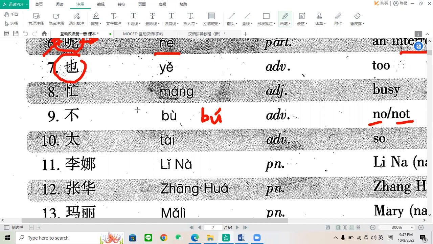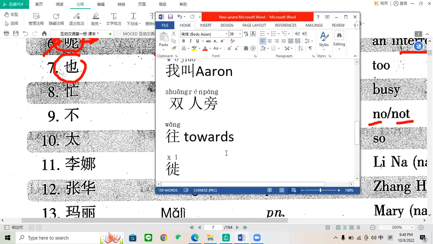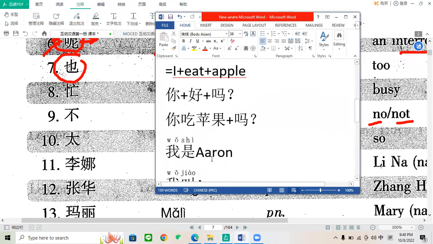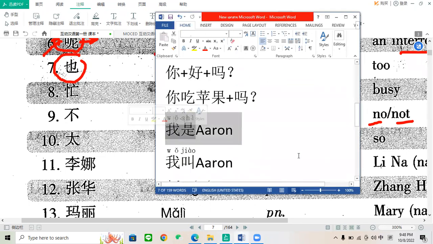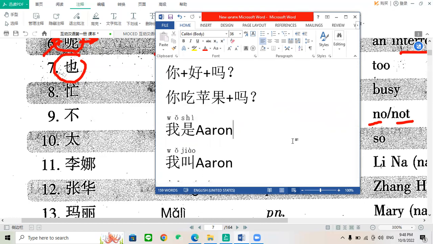Okay, so in the beginning, we've learned just one sentence. I am Aaron. 我是 Aaron, right? 我是 Aaron. And how about I'm not Aaron? How do we say that? 我不是 Aaron. Yes, good, very good. 我不是 Aaron, right? So I can say like that. 我不是 Aaron, 我是 Kevin, right? I'm not Aaron, I'm Kevin. Okay, so very good. All right.